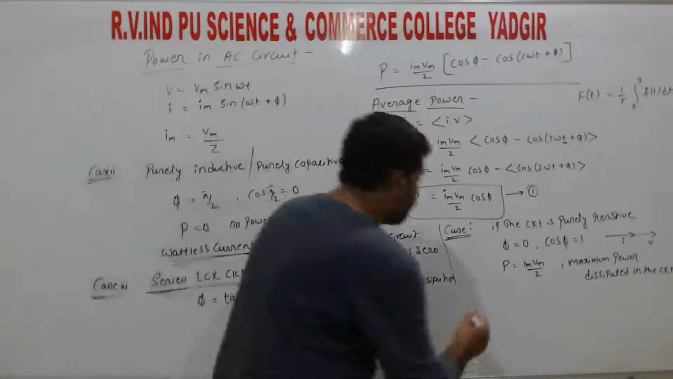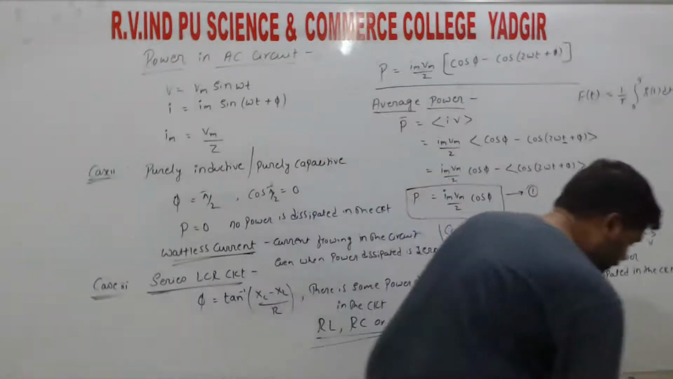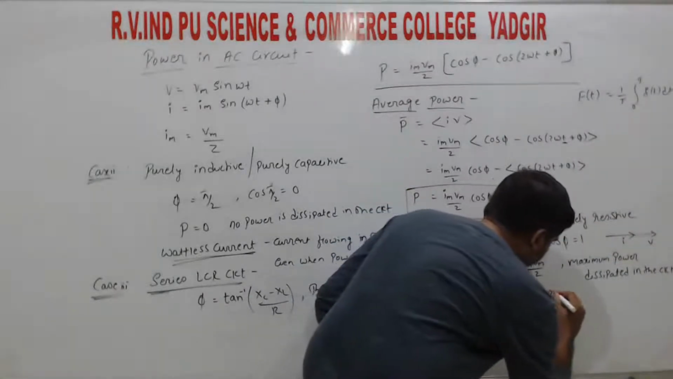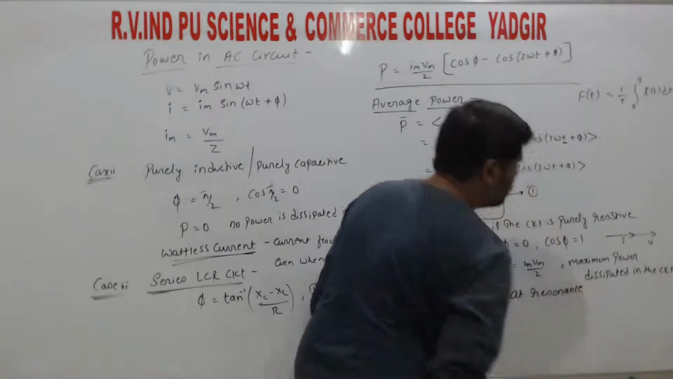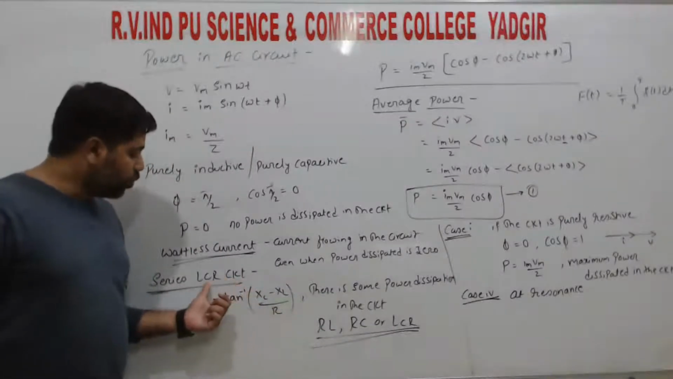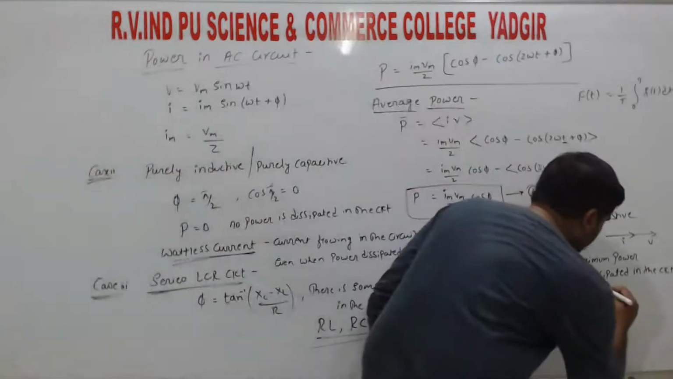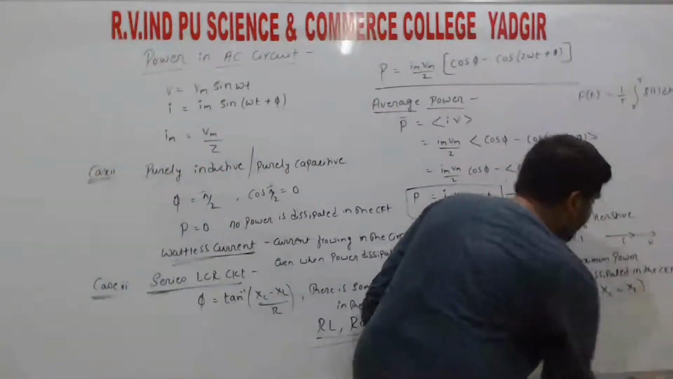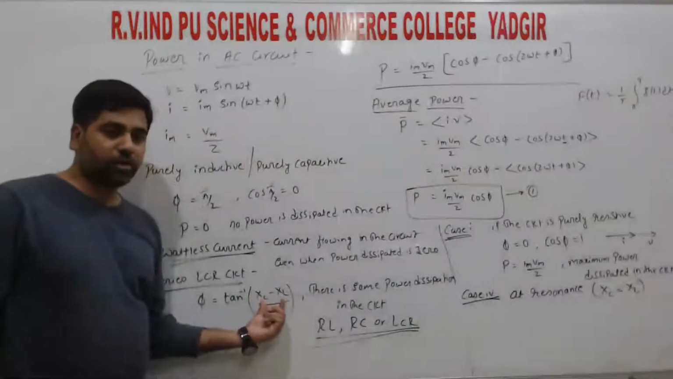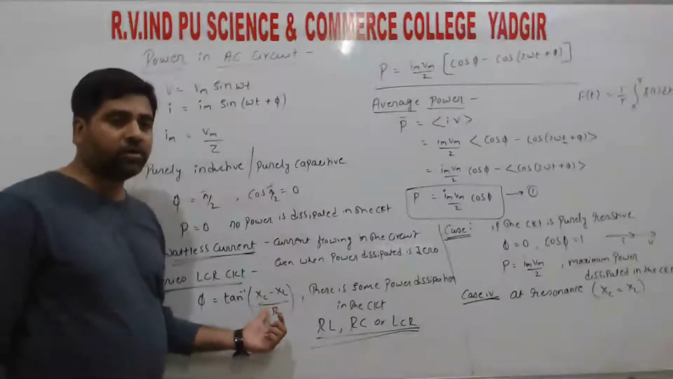And the last is the fourth case, at resonance. Now, we observe resonance only in the series LCR circuit. So only when we have all these three terms do we observe the resonance. That means at resonance we have the condition XC is equal to XL. Right? So XC is equal to XL means this numerator value is 0. 0 by anything is 0. So tan inverse of 0 is 0, right?